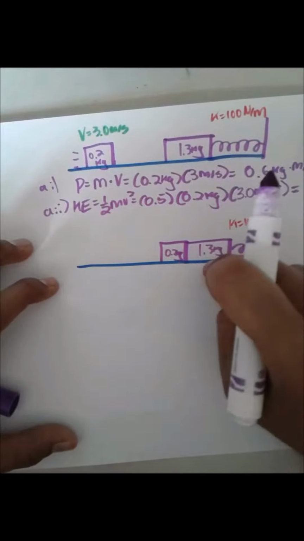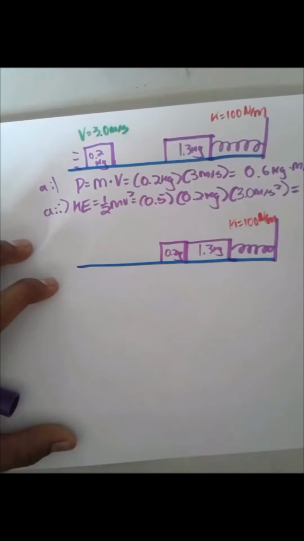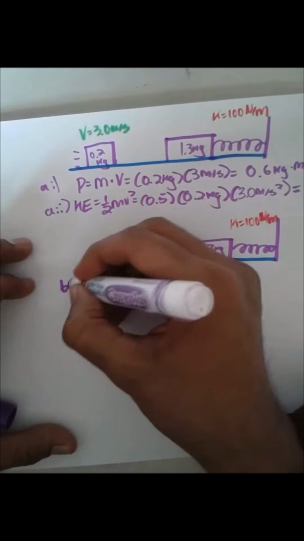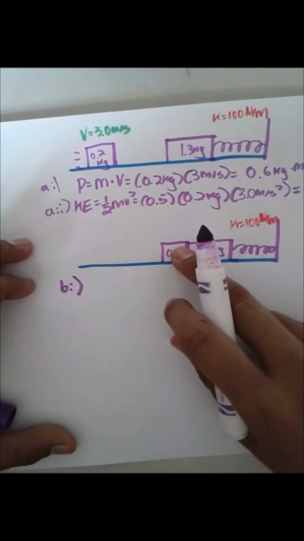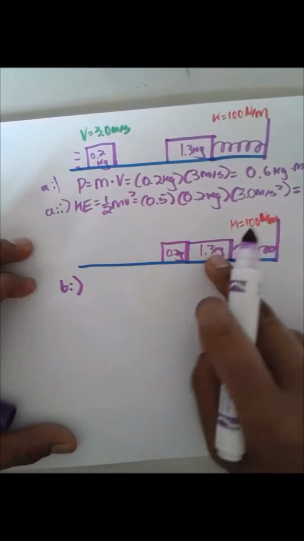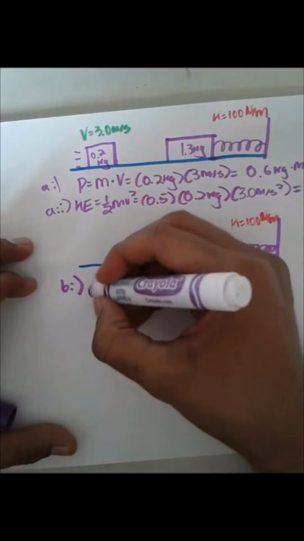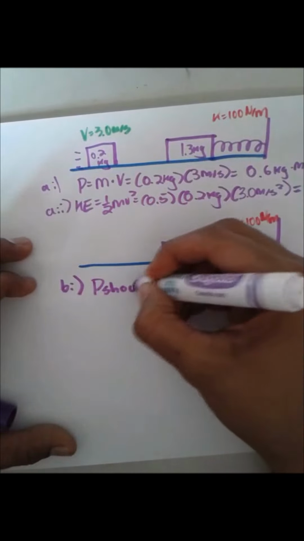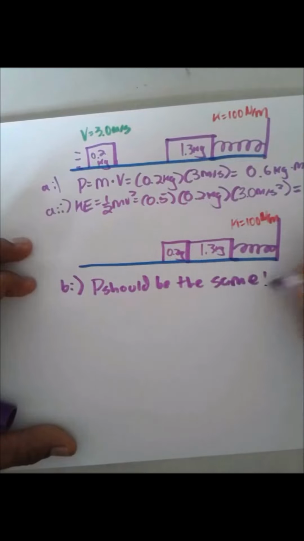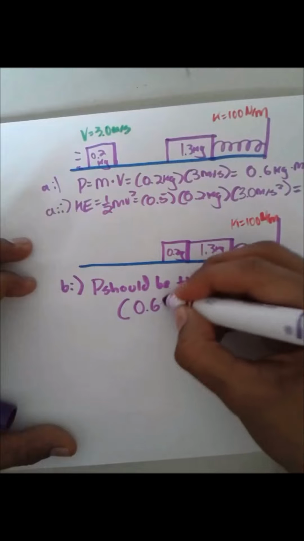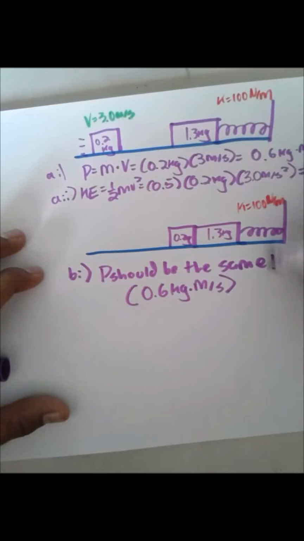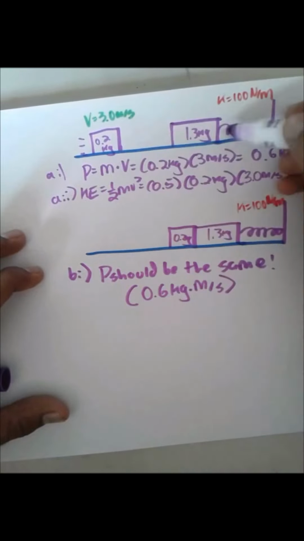All right, now we need to determine the following for the combined masses immediately after impact. For the combined masses, we need to find the linear momentum as well as the kinetic energy. Here's the thing. Due to the conservation of linear momentum, the total momentum before the collision is going to be the exact same as momentum after collision. So P should be the same before the collision as it is after the collision. Momentum will always be conserved. This is 0.6 kilogram meters per second, as it is for the little block before it hits the big one.